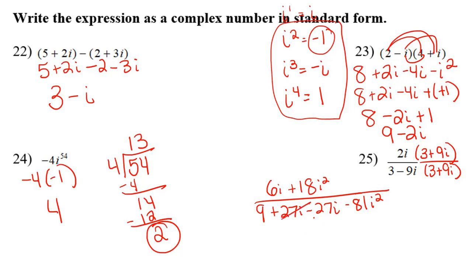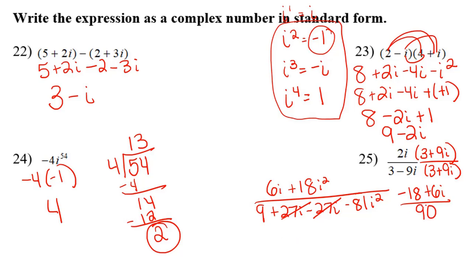Ooh, well, 27 and -27, those guys are going to cancel out, right? i squared, we knew that to be -1. So technically that numerator is -18, right? Because this is -1 times 18, -18, plus 6i. Same thing here. This is technically a -1, so that's a +81, plus a 9, which is 90.